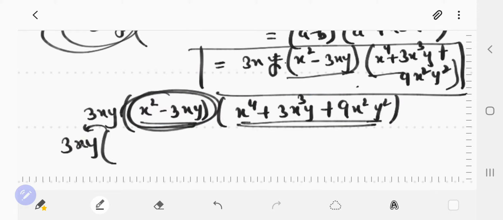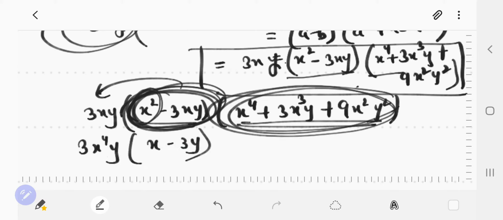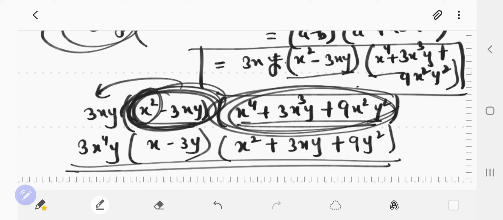See, you got that; that means you are taking 3x common from here. You are taking 1x from here in this equation and x square from here, and you are putting it here. So it will be 3x^4y and here will be x minus 3y, because you have taken x common, and from this one x square is common, so inside what remains is x square plus 3xy plus 9y square. So that can be kept as a final answer. Got my point clear?